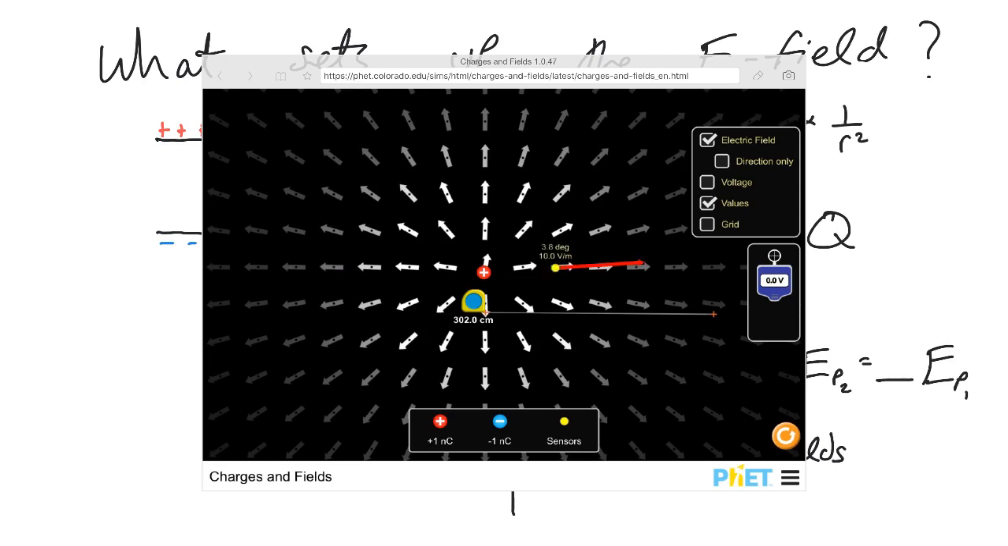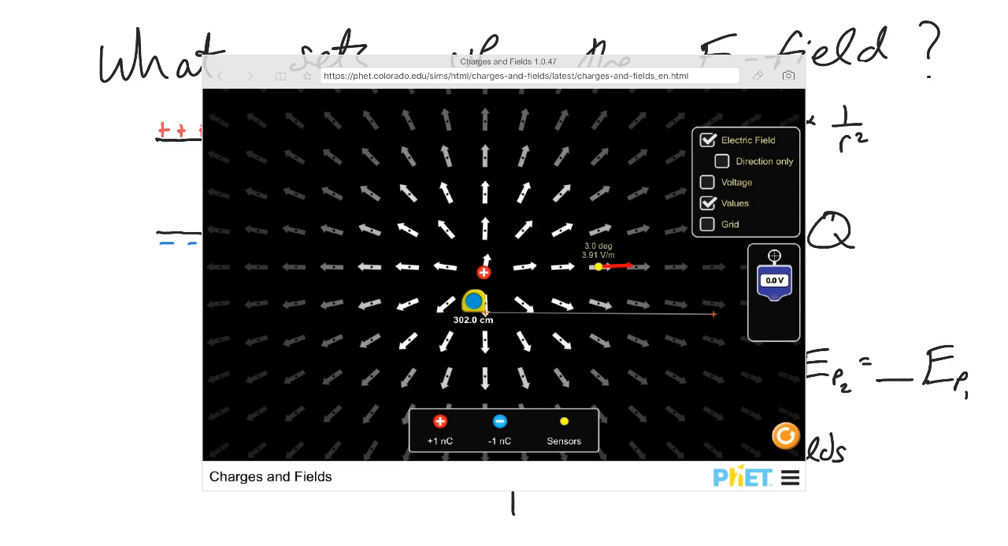But let's take a look. If I am at some distance d away, maybe right there, I got about 4 newtons per coulomb, or 4 volts per meter, for the electric field strength. And let's see what happens when I double the distance. So I have a helpful little ruler down here. So I'll just double the distance all the way out to the end of that ruler.